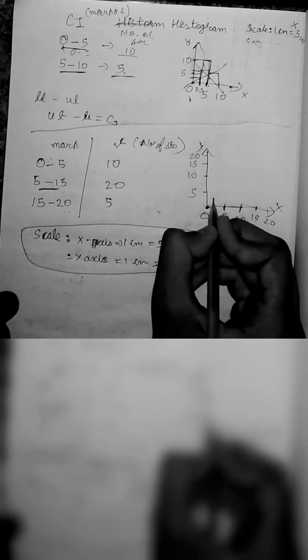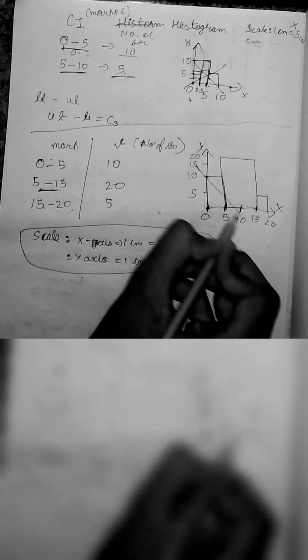Now we have to draw a histogram. What we often do is, from 0 to 5 it is 10, so we draw a rectangular bar of 10. Now from 5 to 15 it is 20, so we draw a larger rectangle like this, and from 15 to 20 it is 5, so we draw like this. Many of us do it like this, but it is totally wrong.